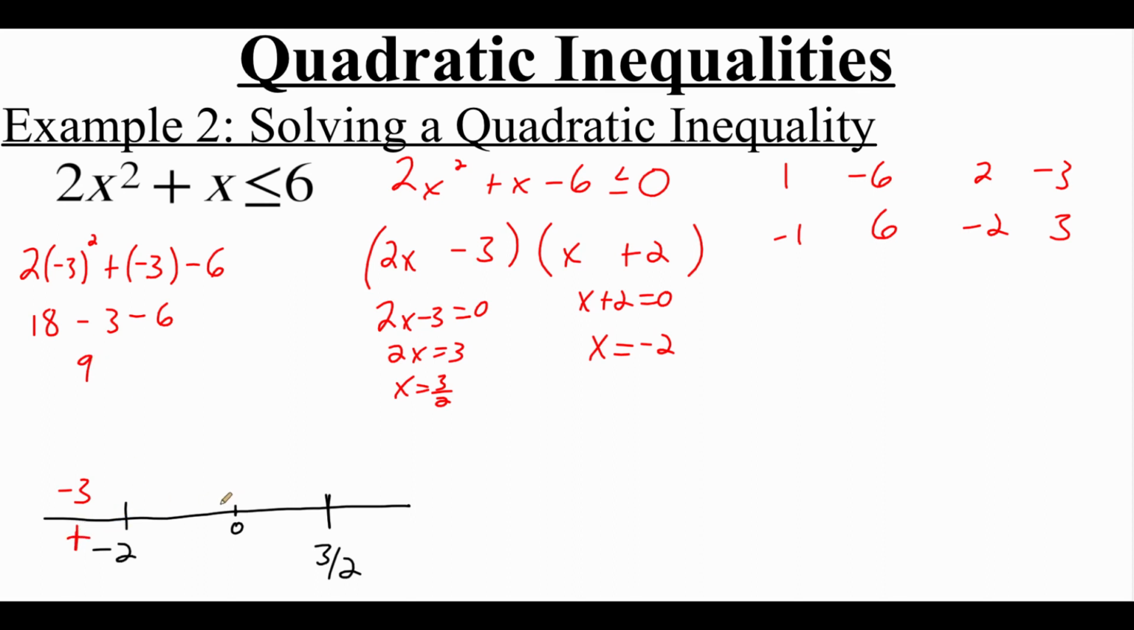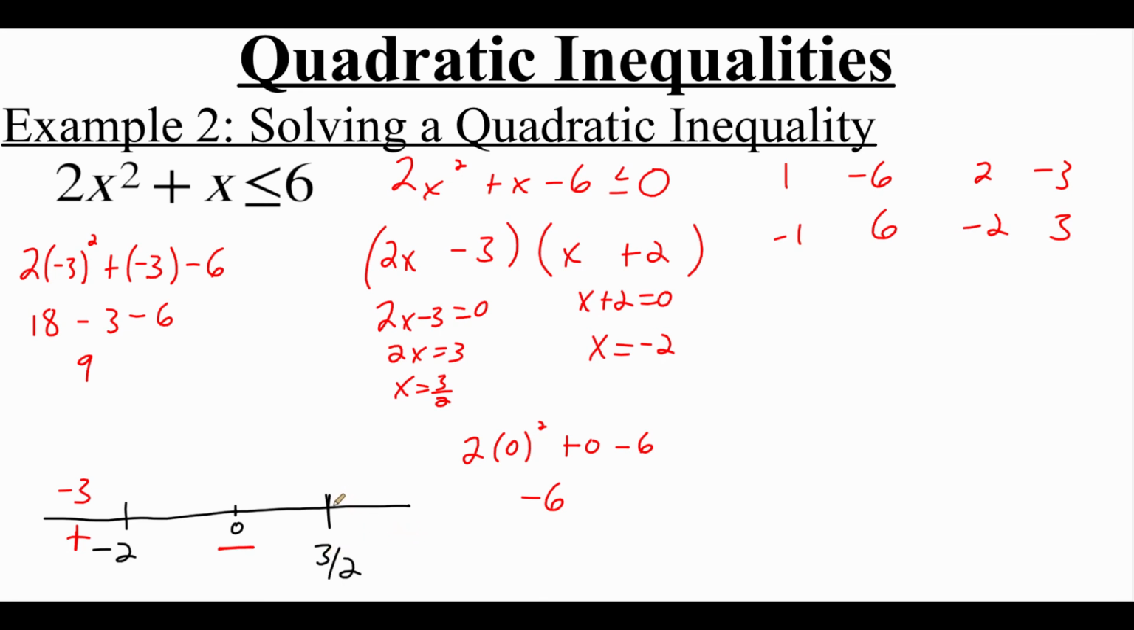So we got a positive answer, which means this interval on the left-hand side is a positive interval. Then I want to plug in something between my critical numbers, so between negative 2 and 3 halves, and 0 is in between there, so 0 is going to be a nice number to plug in. So we're going to get 2 times 0 squared plus 0 minus 6. 0 squared is 0, 2 times 0 is still 0, plus 0 is still 0, and then minus 6 is negative 6. So this interval in the middle is a negative interval.